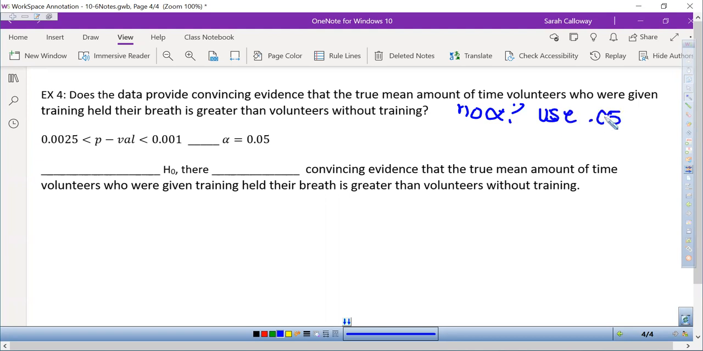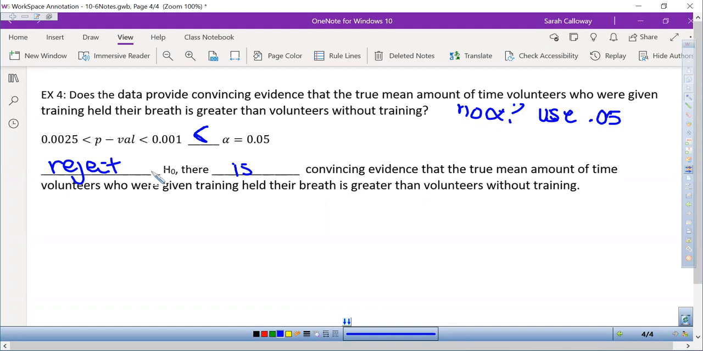And so remember, way back at the beginning of this semester, they've been using that 5% as a confidence level to make a conclusion if something is statistically significant or not. So if something provides me evidence that, hey, this can't just be by chance, something's wrong with my original thought process here. So this has less than a 0.1% chance of happening by chance alone. So this value is less than alpha. Remember that when the p-value is less than alpha, that means we are going to reject the null hypothesis. That means that the true means are not the same. So that means that there is convincing evidence that the true mean amount of time for volunteers who are given the training held their breath is greater than the volunteers without training.